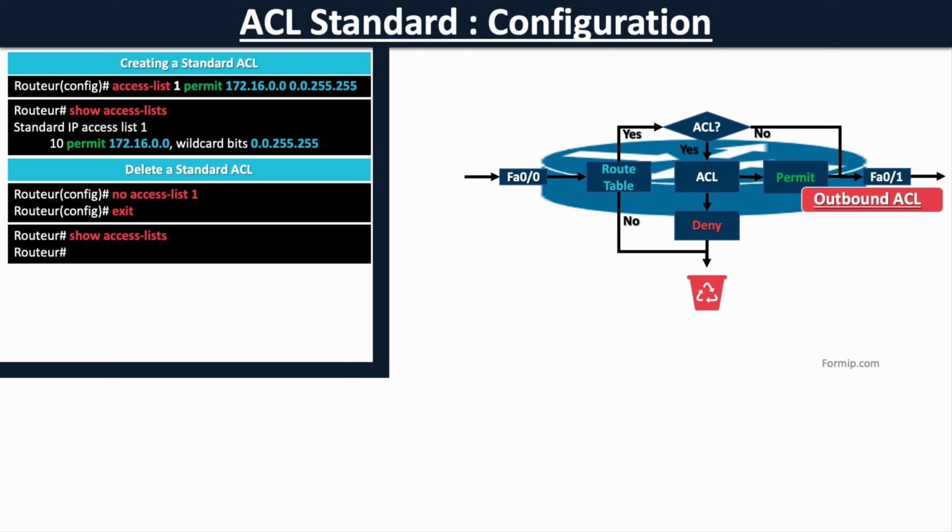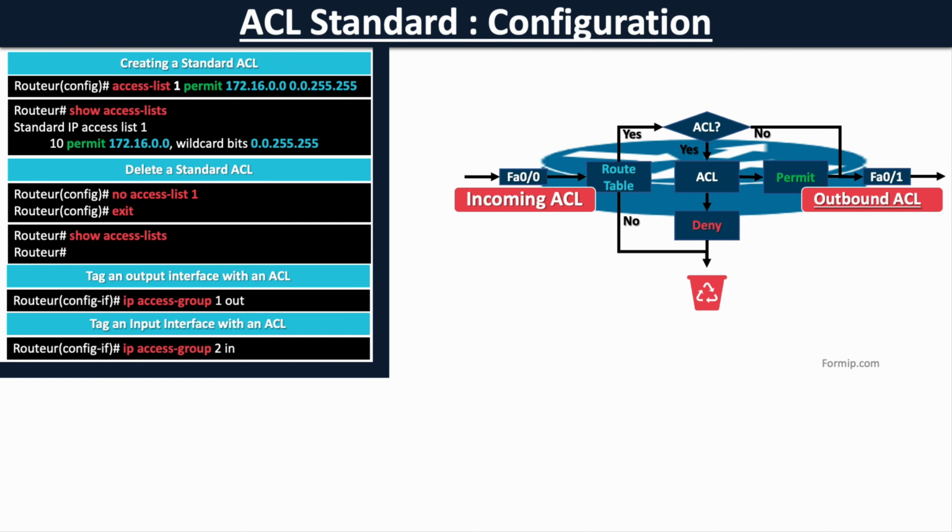In an outbound ACL, the packets that enter the router are processed first by the routing table. If the packet's destination network is not one of the networks in the routing table, then it will be deleted. And if a match exists, it will be sent to the ACL. If the packet is allowed, then it will go to the exit interface. Otherwise, it will be deleted. And for an inbound ACL, the packets are first processed by the ACL before being sent to the router.